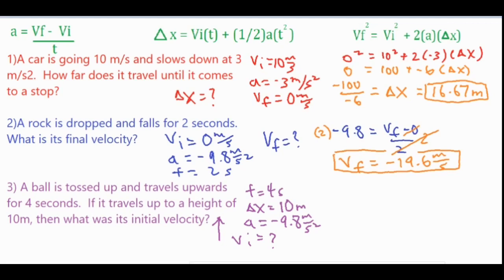Okay, so we have 3 formulas actually that have a VI in them. All of them have a VI. So if you take a look at the first one, I notice that I don't have a VF, so I can't use that one. And then if I take a look at the second one, I'm looking for a VI. I have T, I have A, and I have delta X. So that one looks good because I have everything except my unknown. So let's go ahead and plug in those numbers into our second formula.